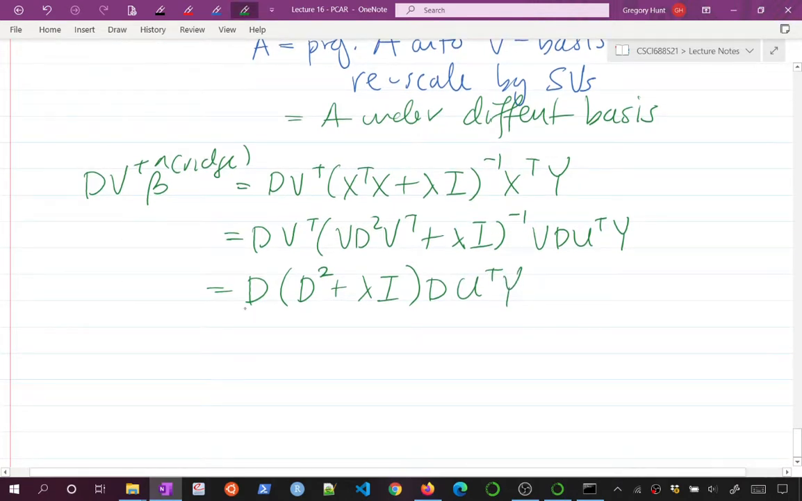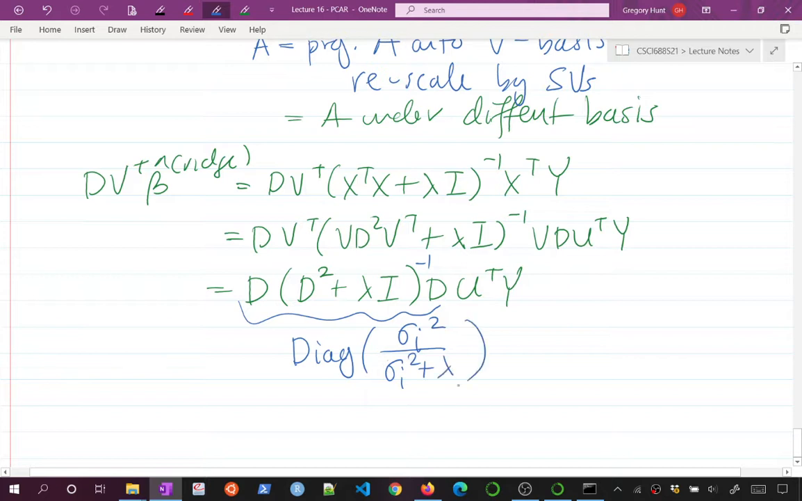And all of these, this is a product of a bunch of, I guess there's an inverse in here, right? It's a bunch of diagonal things. This is just a diagonal matrix, and its elements are the singular value squared over the singular value squared plus lambda, right? So we talked about that for ridge. So that whole mess there is just a diagonal matrix.